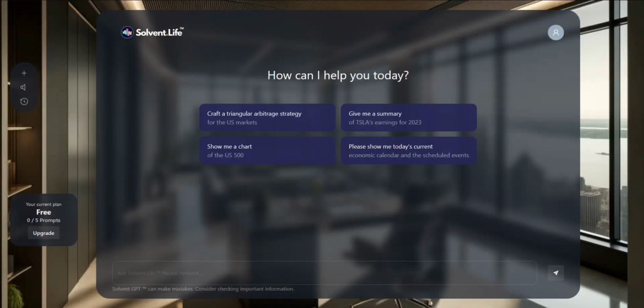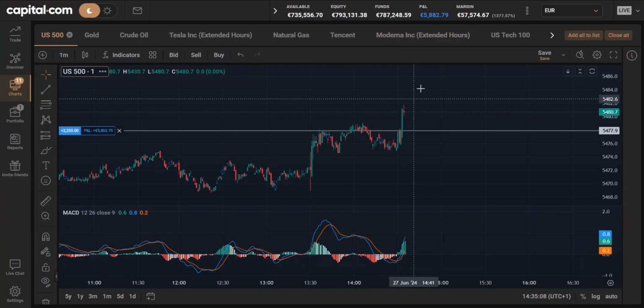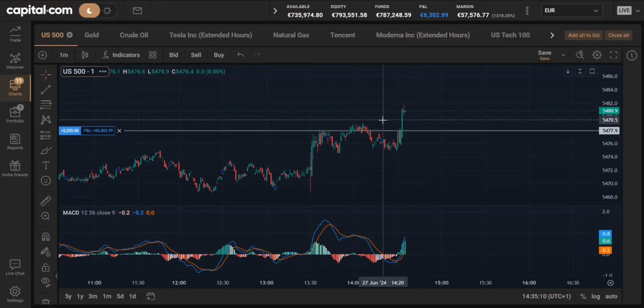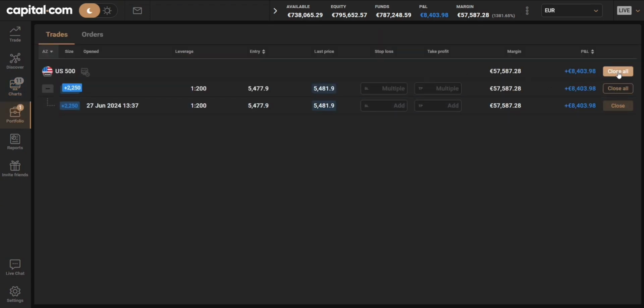Okay, so we've been letting the trade run based off of what Solvent GPT has said. It said it had a positive outlook, so let's see right here where our account is at. We're currently up about 6,000 euros. Based off of the information, 7,000, 8,000 euros. I think that's a good amount right there. So we're just going to take this trade right now. 9,000 euros. There we go.